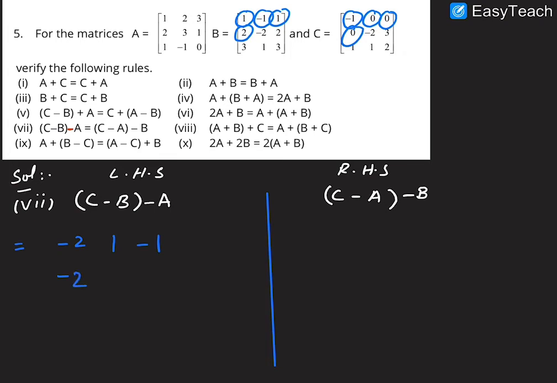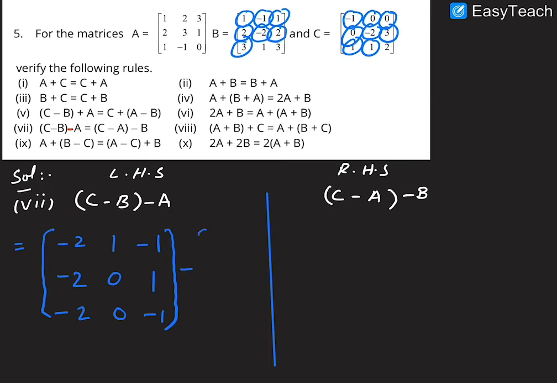Minus 2, minus 2 will become plus 2, which is 0. And 3 minus 2 will be 1. 1 minus 3 is minus 2. 1 minus 1 will be 0. 2 minus 3 is minus 1. So this is our C minus B.